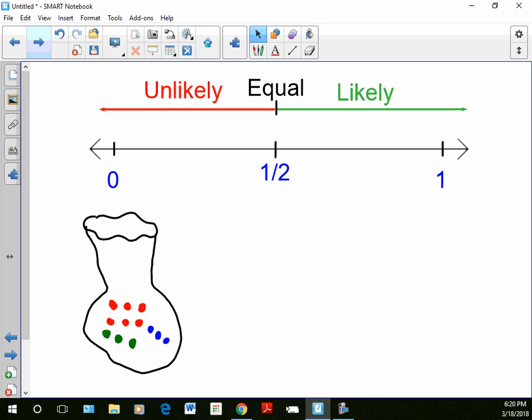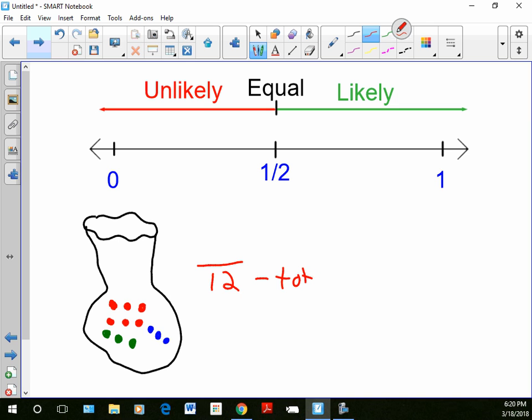For example, I have a bag of marbles. Great drawing, I know. You'll see that there are 6 red marbles in the bag, 3 green marbles, and 3 blue marbles. Now, if I asked you to reach into this bag without looking, what is the chance of pulling out one of these marbles? Well, what is the total number of marbles in the bag? The total number of marbles in the bag is 12. So that represents our total outcomes.